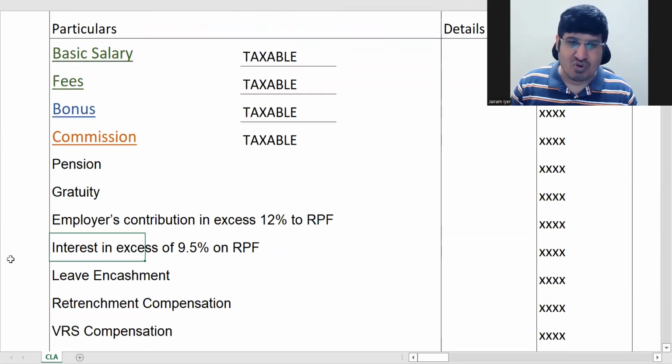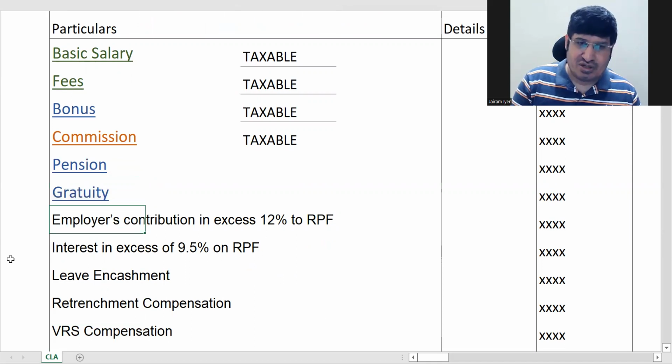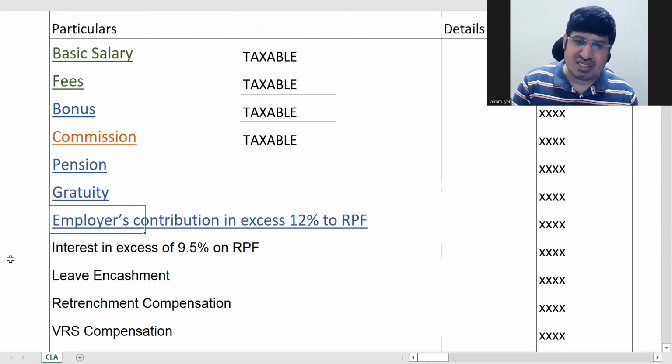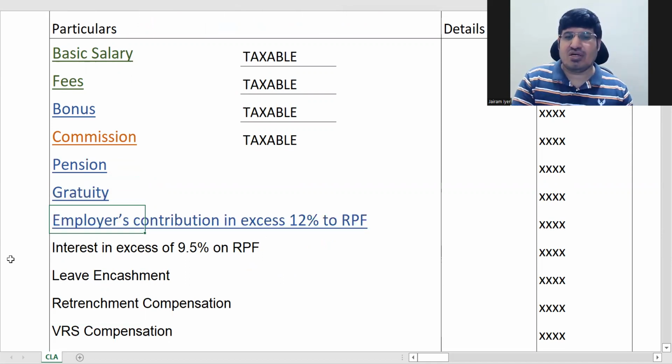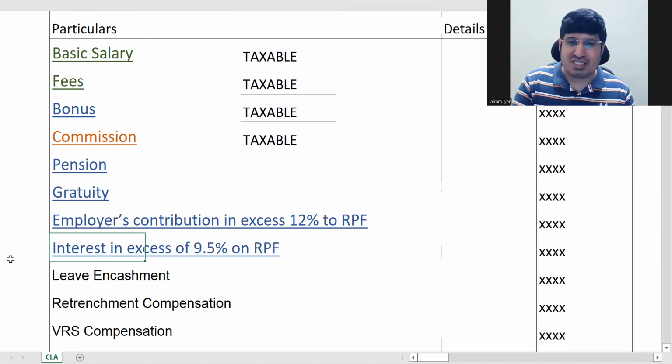Okay, if you go ahead, we have pension, gratuity, these are all retirement benefits, and you've got employer's contribution in excess of 12% to RPF, recognized provident fund. Okay, this is also a retirement benefit, basically interest in excess of 9.5% on RPF, ठीक है.